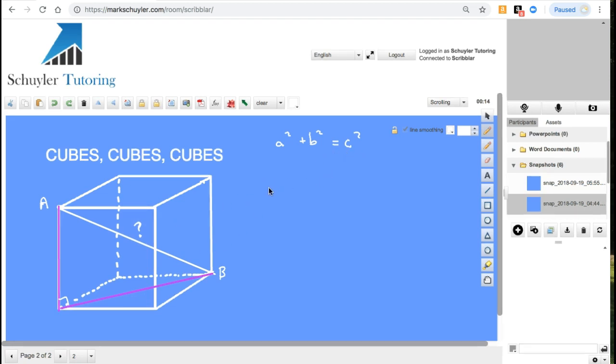Well, the SAT is going to provide you with enough information to figure out the lengths of the sides of the cube. For example, they might tell you that the volume of this cube is 8.